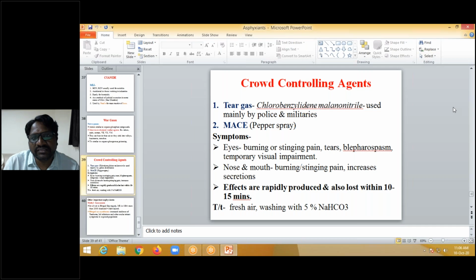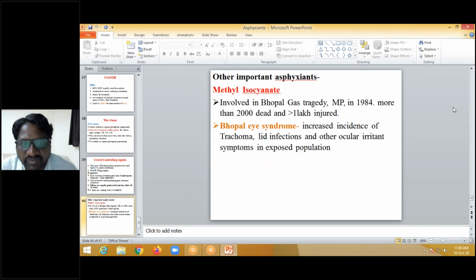So these are the war gases and controlling gases. Another important asphyxiant is methyl isocyanate (MIC). This is the important incident that occurred in 1984, the Bhopal gas tragedy, in Madhya Pradesh. More than 2,000 were killed and more than 1 lakh were injured. In the factory, these gases were released accidentally.